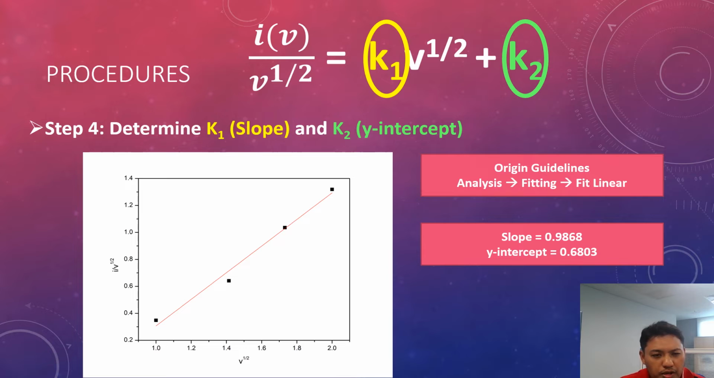Do you remember the equation? Current divided by scan rate power half equals K1 v power half plus K2. K1 you can get from the slope, and the K2 value from the y-intercept. From the Origin guideline, you can go to Analysis, Fitting, and Fit Linear. So you can get the red line here, and it will calculate the value of the slope and y-intercept for you. So basically you already get the values of K1 and K2 by using the Origin software.